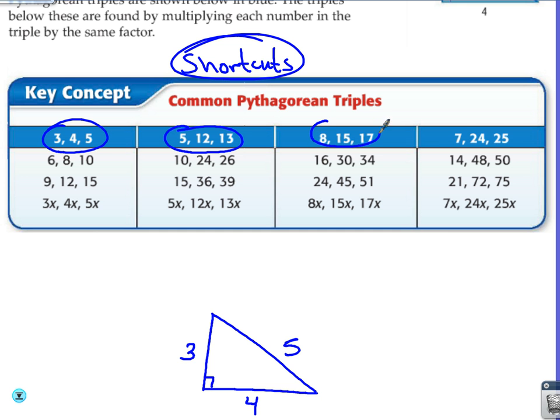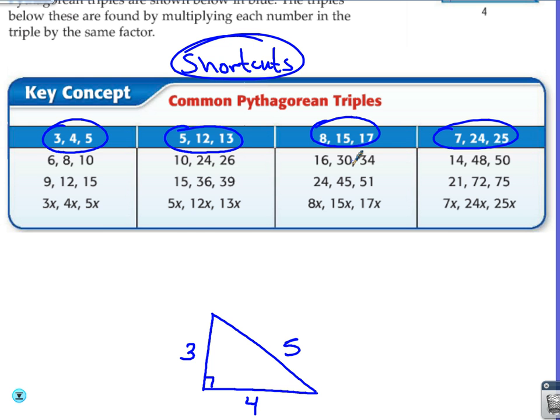If you want to write 8, 15, 17, and 7, 24, 25 down, that's fine. And what that means to you is, if you're given a problem and 7 and 24 are the two legs, 25 is always going to be the hypotenuse. You don't even have to work it out. If 8 and 17 is a leg and a hypotenuse, you don't have to work it out. The other leg's 15. Pretty much I'm giving you 4 sets of answers, or actually, a whole lot more than that.